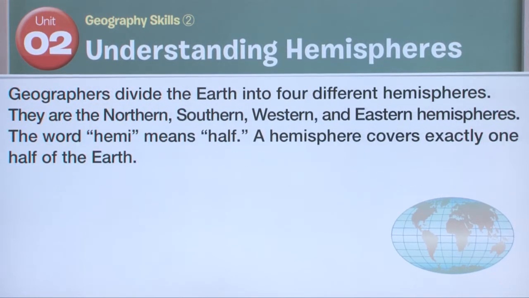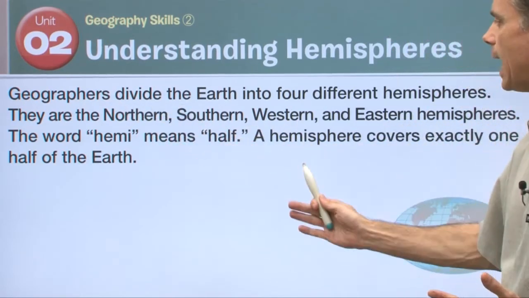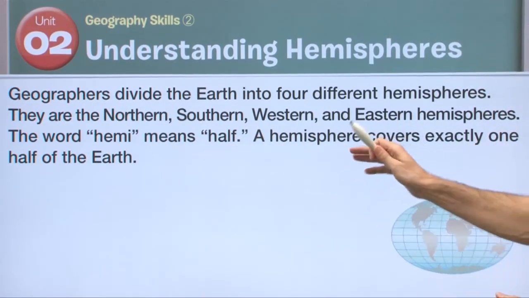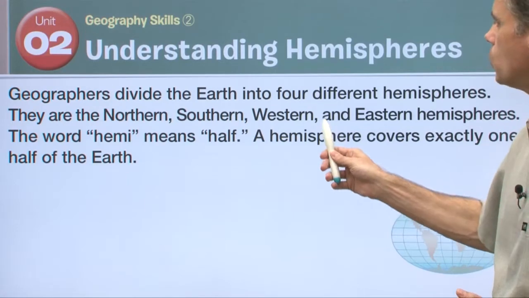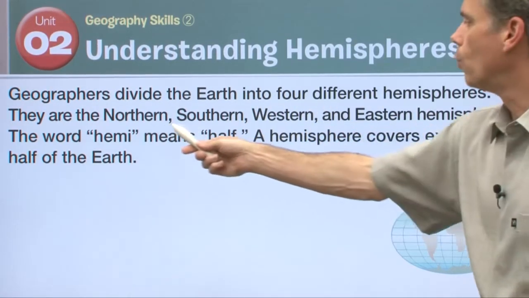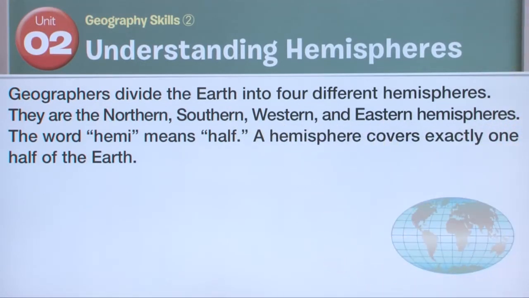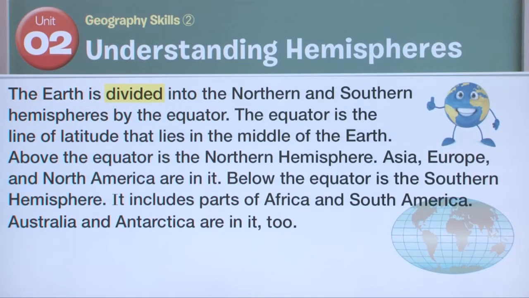Here's page 1, okay? So, geographers who study the land and study the environment of the Earth, they like to divide the Earth into 4 different hemispheres: northern, southern, western, and eastern. And hemi means half. Sphere means like a ball. And the Earth is really something like a ball. Now here's page 2, okay?